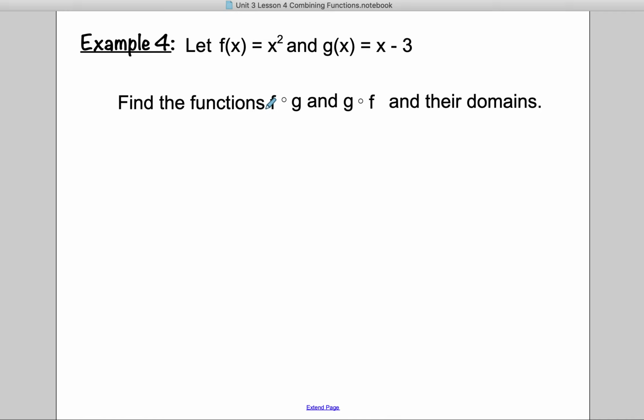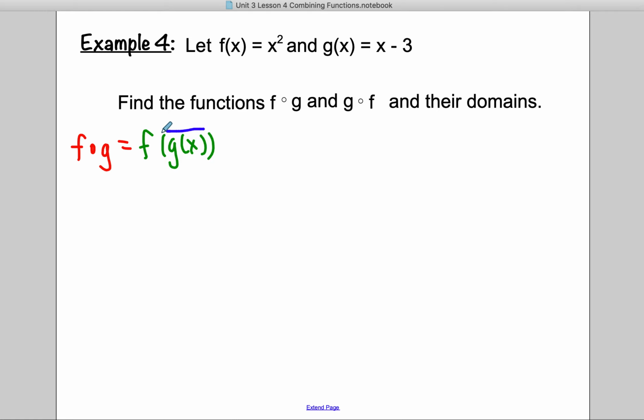So find the functions f of g and g of f and their domains. So f of g, not fog, but f of g. I need to take my function g and plug it into f. The way you guys like to see it is f of g of x.